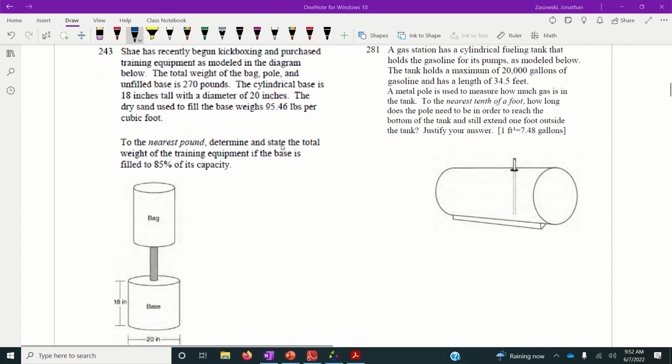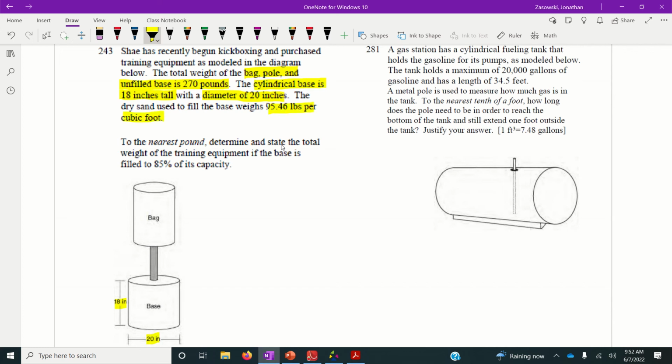All right, on to 243 here with Shay. Recently began kickboxing and purchased training equipment. The diagram below. So the total weight of the bag, the pole, and the unfilled base is 270 pounds. So right now, as is, this whole thing weighs 270 pounds to start with. Okay, the cylindrical base is 18 inches tall. The pole is 88 inches. The diameter is 20 inches. Okay, so that means the radius is half of that. And the dry sand used to fill the base weighs 95.64 pounds per cubic foot.